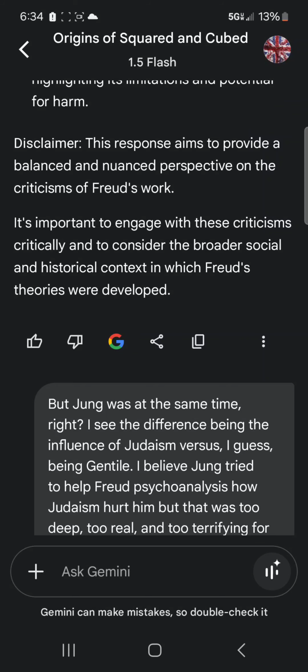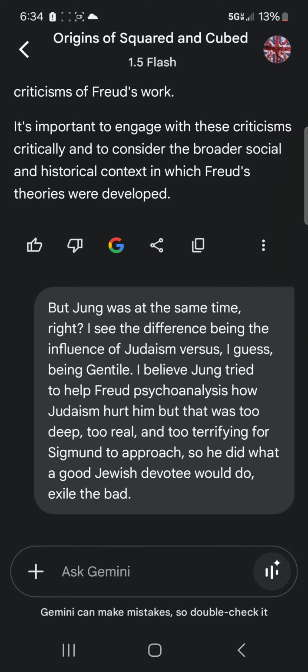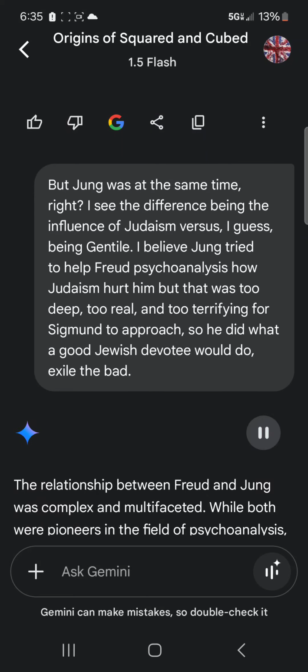But Jung was at the same time, right? I see the difference being the influence of Judaism versus, I guess, being Gentile. I believe Jung tried to help Freud psychoanalyze how Judaism hurt him, but that was too deep, too real, and too terrifying for Sigmund to approach. So he did what a good Jewish devotee would do: exile the bad.